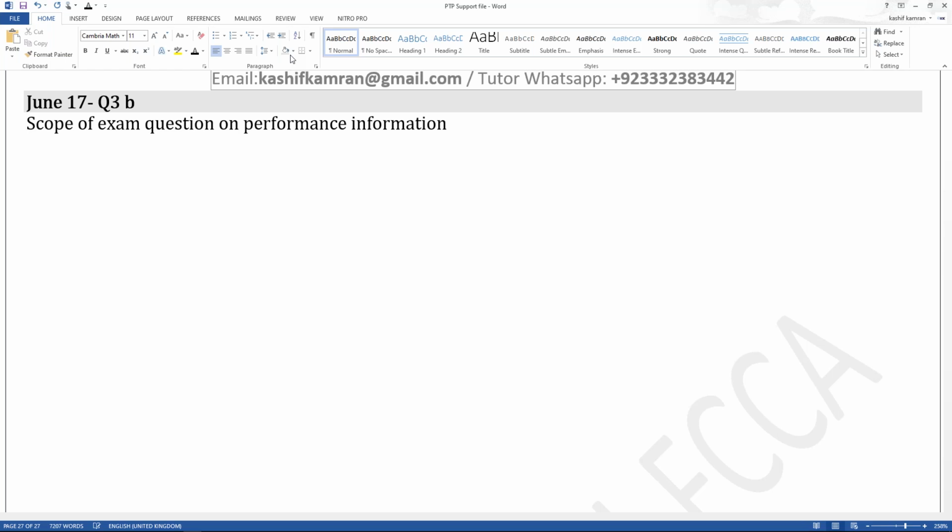Scope of the exam question on performance information. Whether you look at the December 14 paper, the December 15 paper, or the June 17 paper which we are solving, the scope moves around procedures. Procedure is the most scoring part in a question on performance information. And I think 50 to 60% of the total marks in a question on performance information are allocated to procedures.